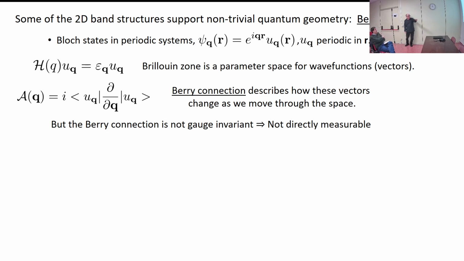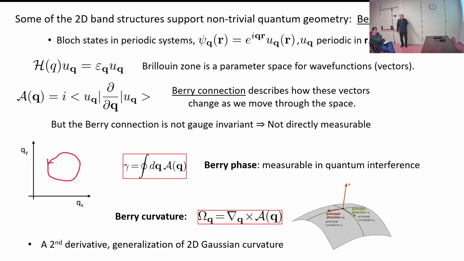You can see it's an overlap of the wave function with how it's changed as you move through the parameter space. Of course, the problem with this quantity is that it's not gauge invariant, so there's nothing that's directly measurable that you can quantify directly in terms of A. But there are various things you can construct from it that are measurable. So, for example, if you take the Berry connection and integrate it over a closed loop, that is something that's gauge invariant, and there are various types of quantum interference experiments that you can cook up that will in some way actually measure this phase that you pick up in a closed loop.